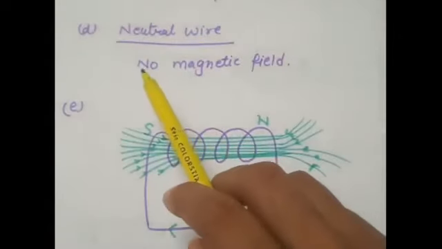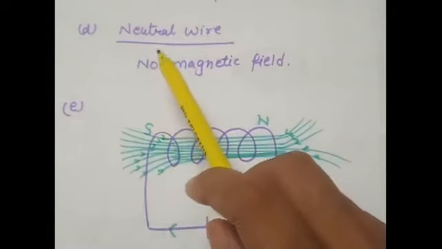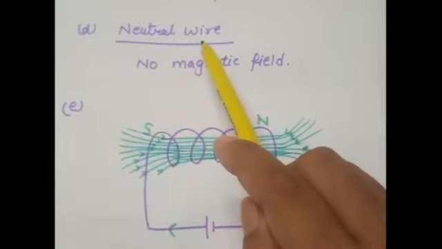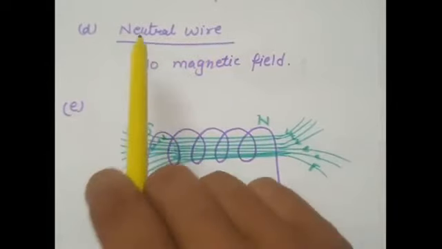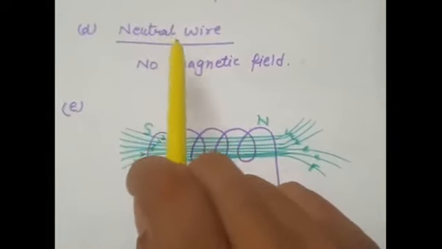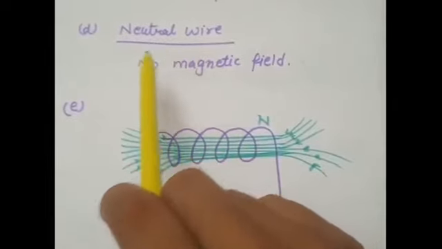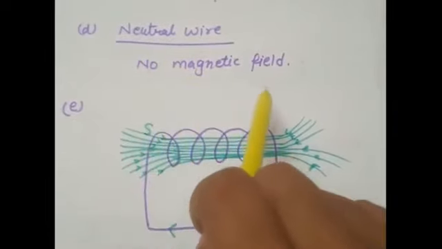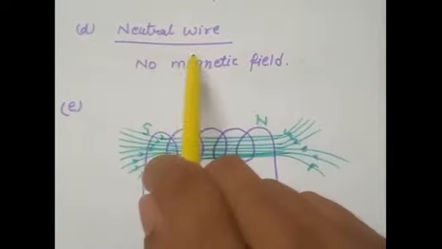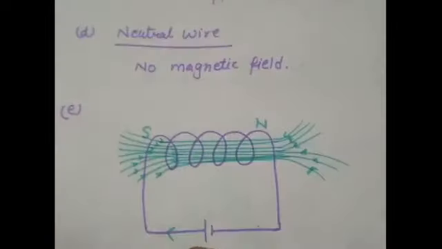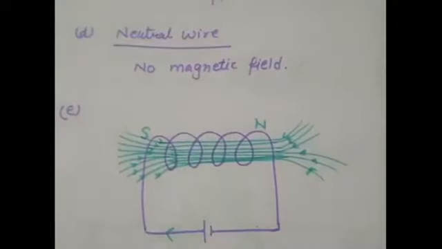Now the D part: the magnetic field around a neutral wire. For a neutral wire, when no current is flowing in the wire, there will be no magnetic field. And if current is flowing in it, the case will be the upper one: a magnetic field will be produced around the wire as concentric circles.